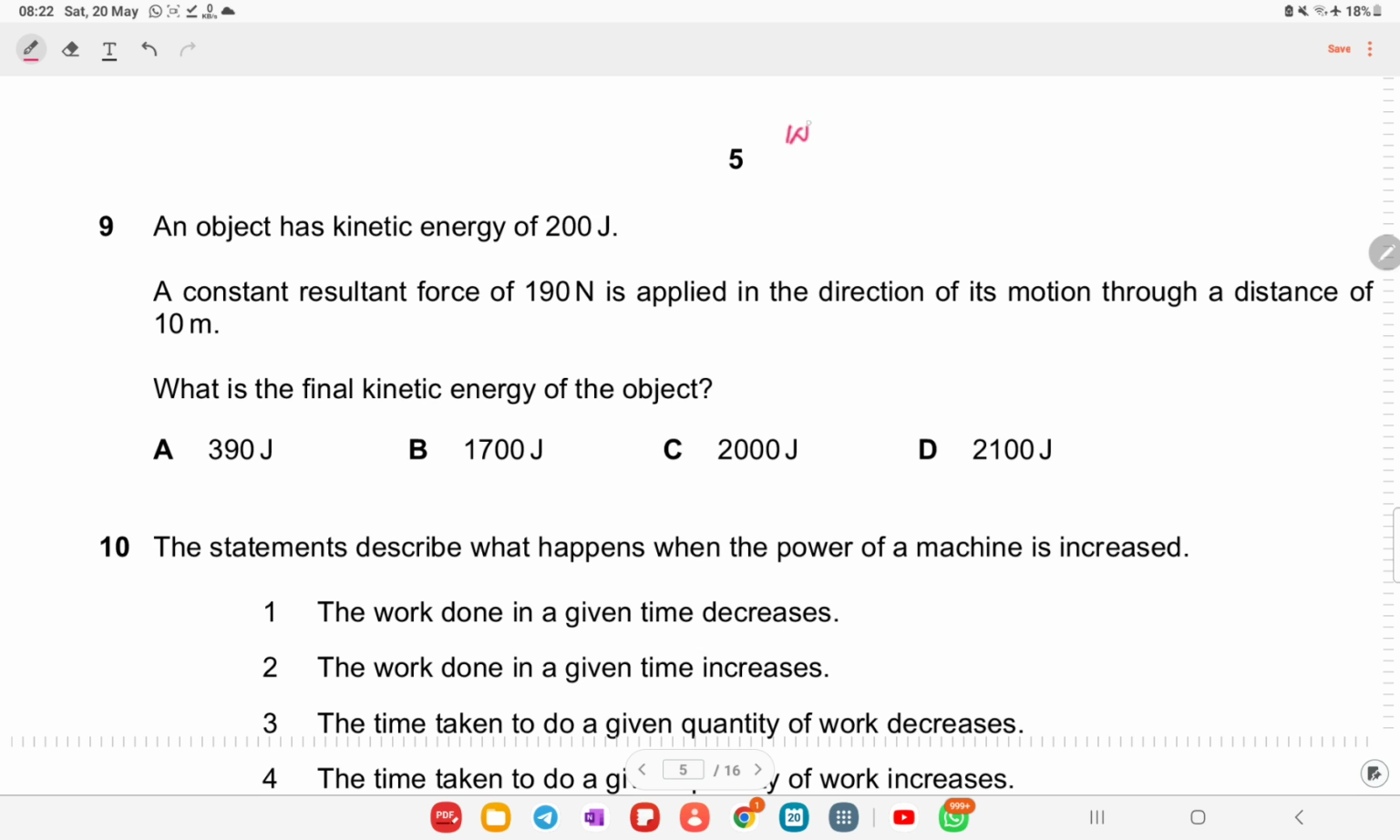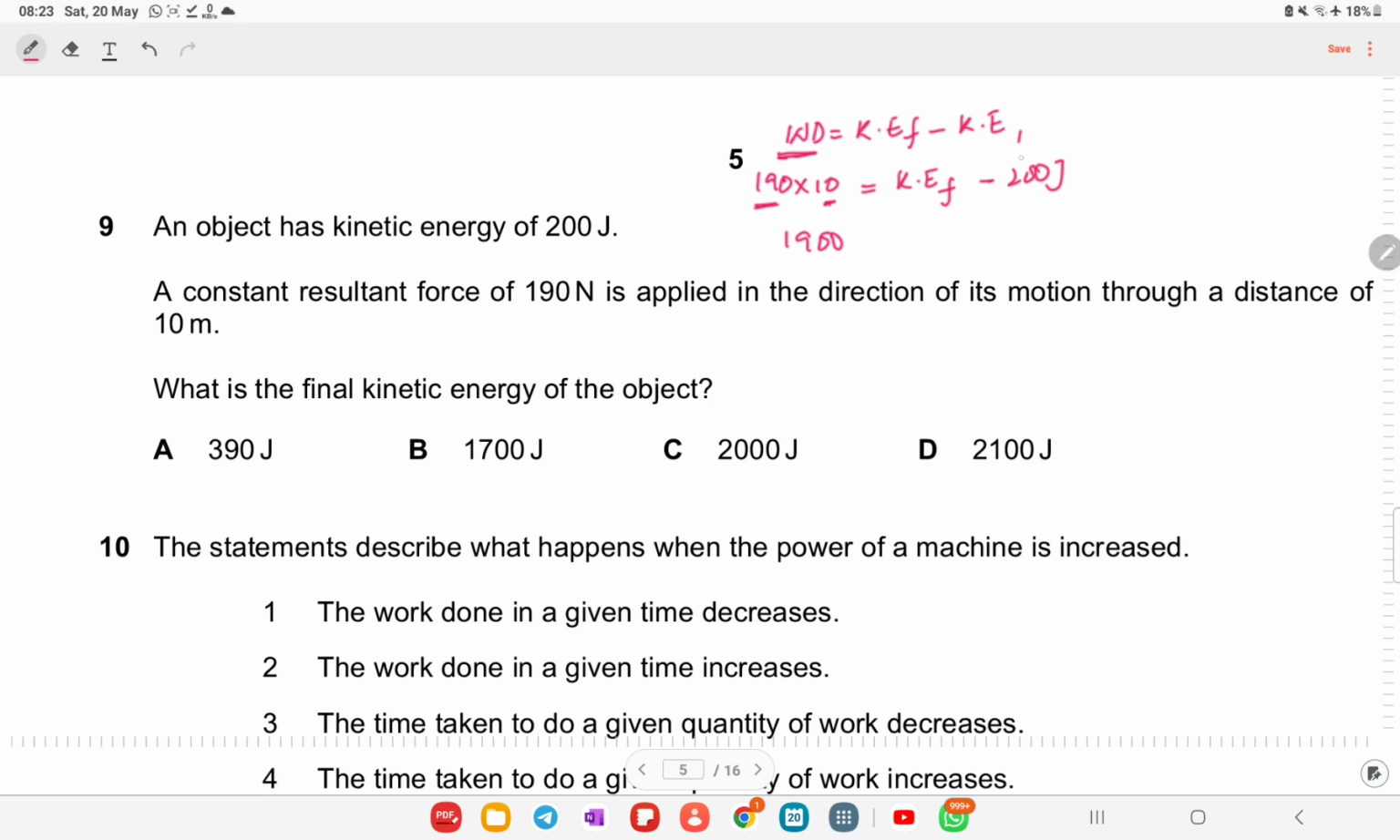we will apply the formula of work done, which is equal to kinetic energy final minus kinetic energy initial. Okay, so let's apply the formula. Work done is force times the displacement or distance, and this is going to be 1900, and the final kinetic energy is unknown.